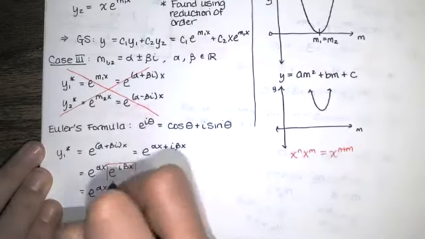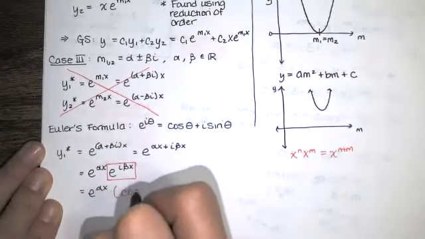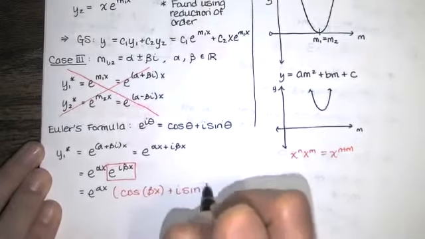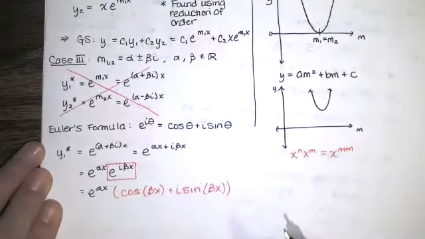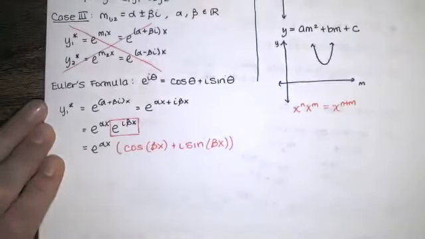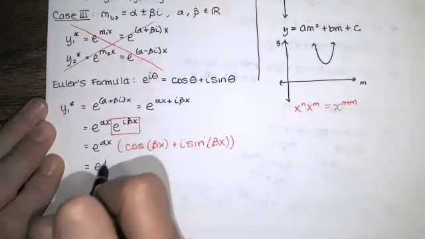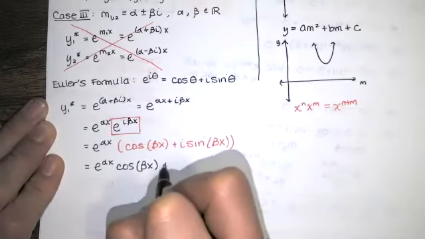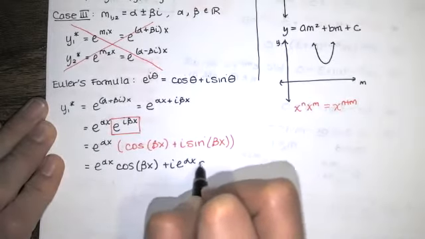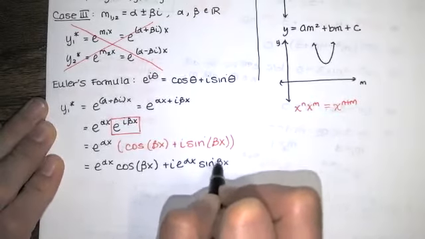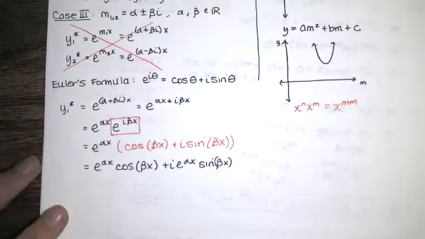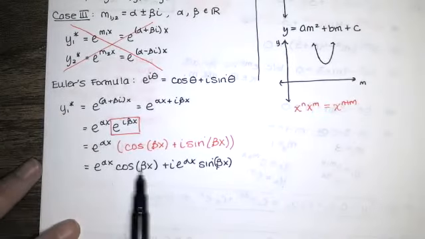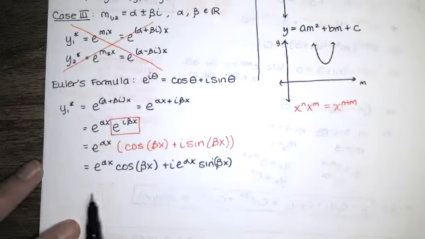So this piece is cosine of beta x plus i times sine of beta x. And if we distribute that e to the alpha x through, this is what we get: e to the alpha x times cosine of beta x plus i times e to the alpha x sine of beta x. Now, I'm not going to prove it here, but this solution y1 has two parts. It has a real part and it has an imaginary part.